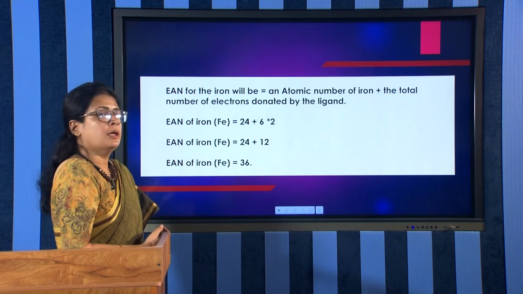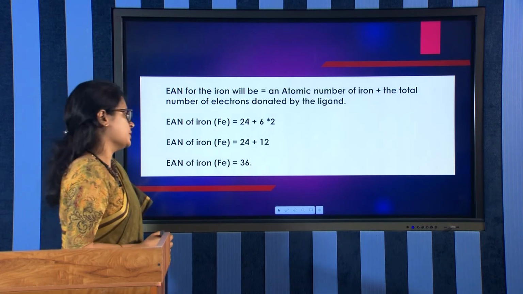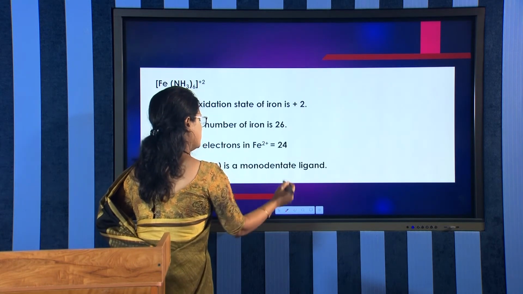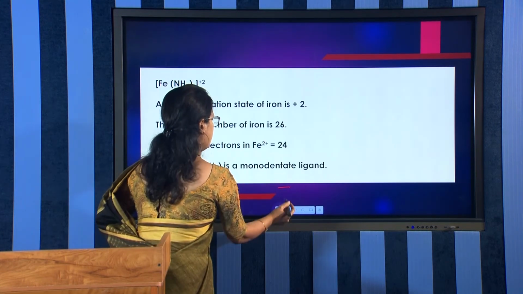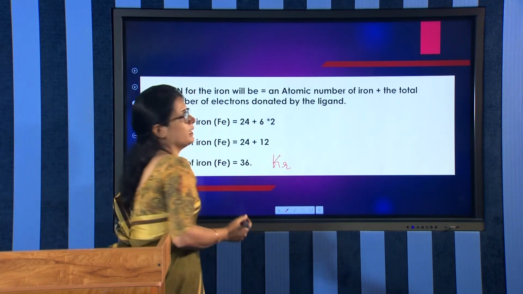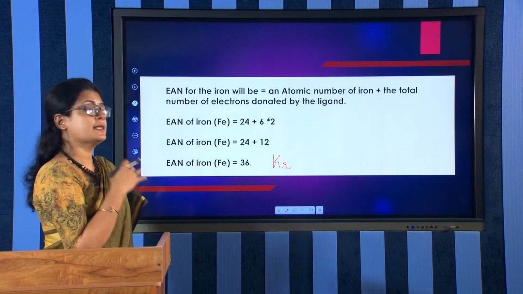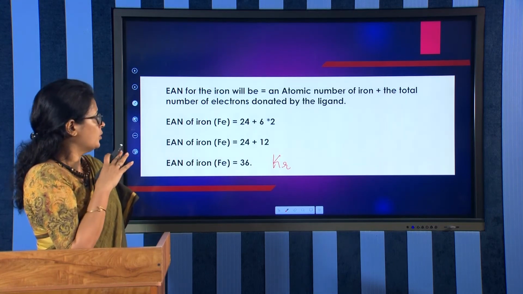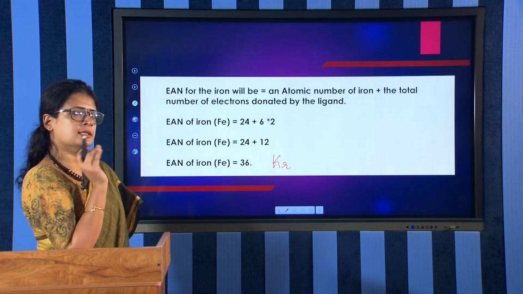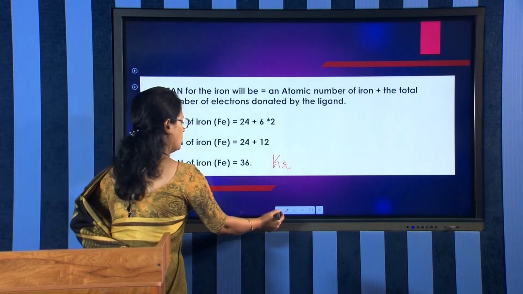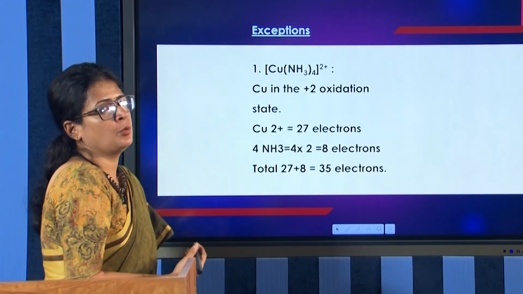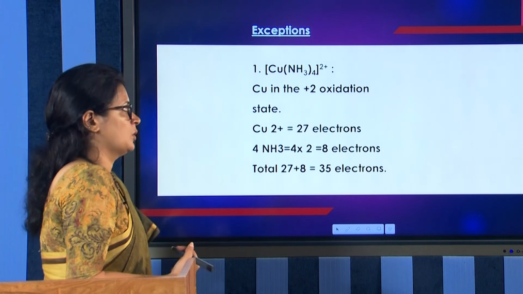Since it is the atomic number of krypton, a noble gas, it is exceptionally stable. So the complex which we discussed is exceptionally stable; that is the effective atomic number rule. Now, there are some exceptions to this effective atomic number rule.